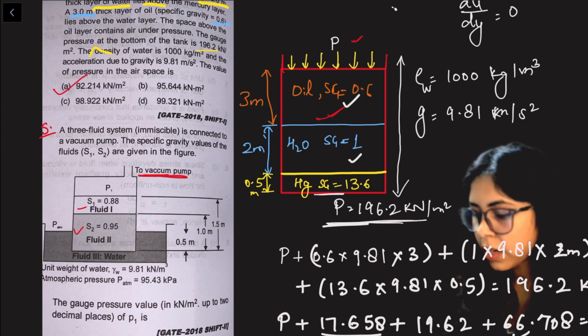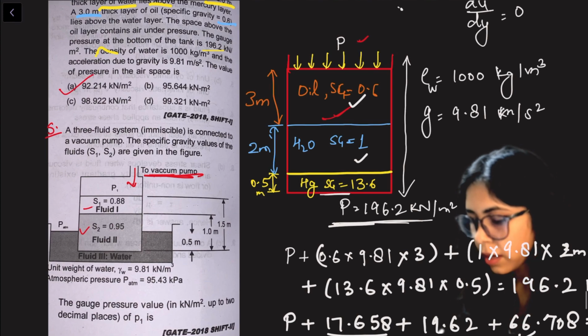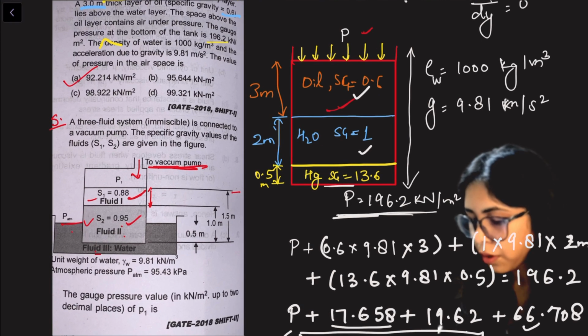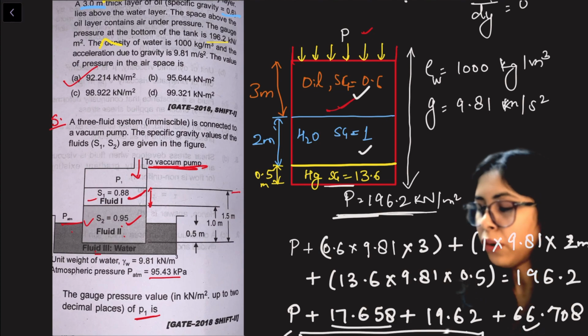Okay, and P1 is what? Vacuum. There is pressure, but we don't know that. And there are two fluids, fluid 1 and fluid 2, with specific gravity given and the heights of their lengths also given. Finally this is connected to water, that is fluid 3, with atmospheric pressure. And we have the unit weight of water, and this atmospheric pressure 95.43 kPa. We have to calculate the gauge pressure value in kilonewton per meter square up to 2 decimal places of P1.